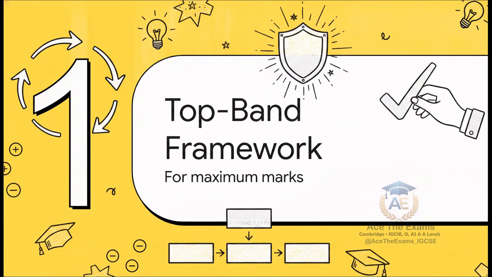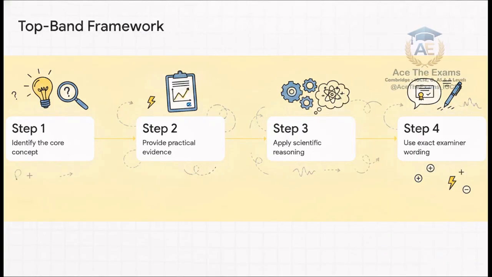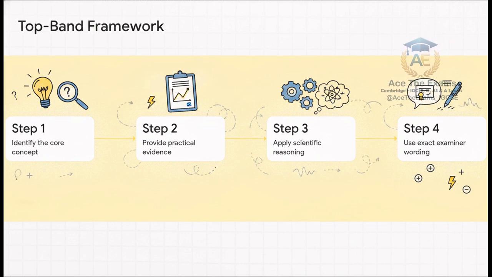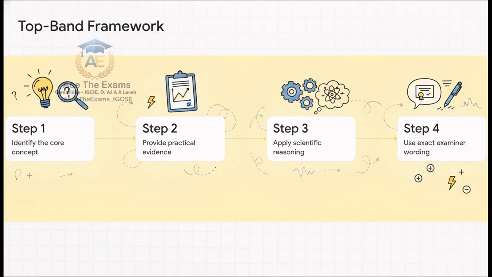Let's see how this foolproof step-by-step method essentially forces the examiner to give you full credit. So the secret sauce here is breaking your answer down into these 4 sequential steps. Step 1, identify the core concept. Step 2, provide the practical evidence or data. Step 3, apply the scientific reasoning that links them together. And Step 4, honestly the most important one, lock it all in with precise examiner wording. This framework right here is what transforms vague, everyday thoughts into those top-band Cambridge answers.